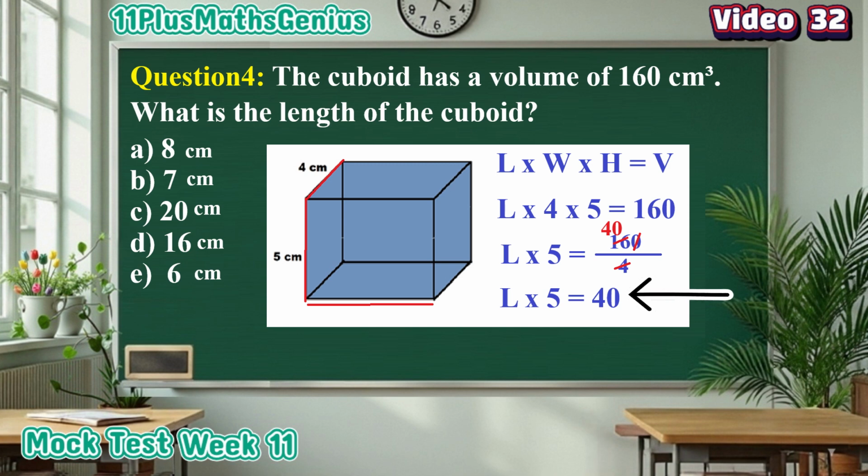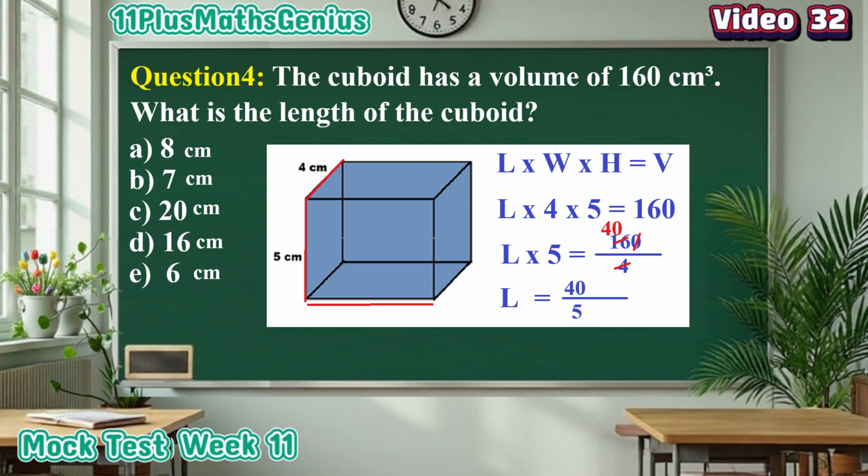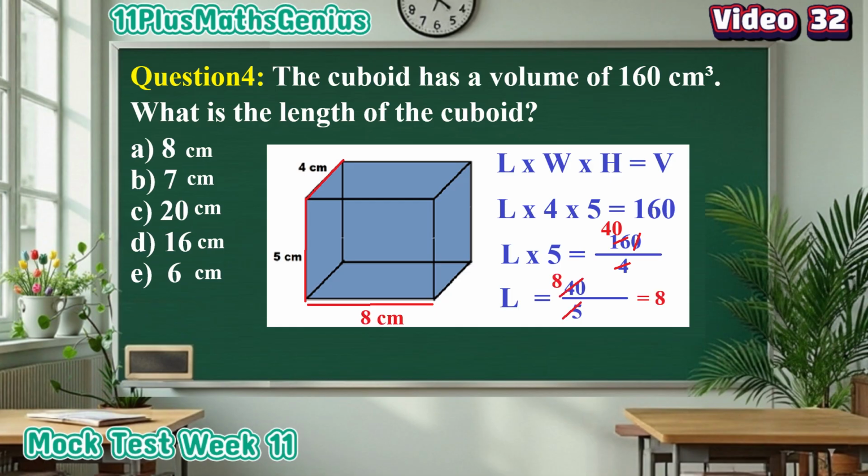So to figure out the length, we have to do 40 divided by 5, because like I said earlier, any number that moves from one side of the equation to another side, we change its sign as well. So our times 5 becomes divided by 5. So L equals 40 divided by 5. Relatively easy, it gives us 8 centimeters. And thus, length is equal to 8 centimeters, or A.